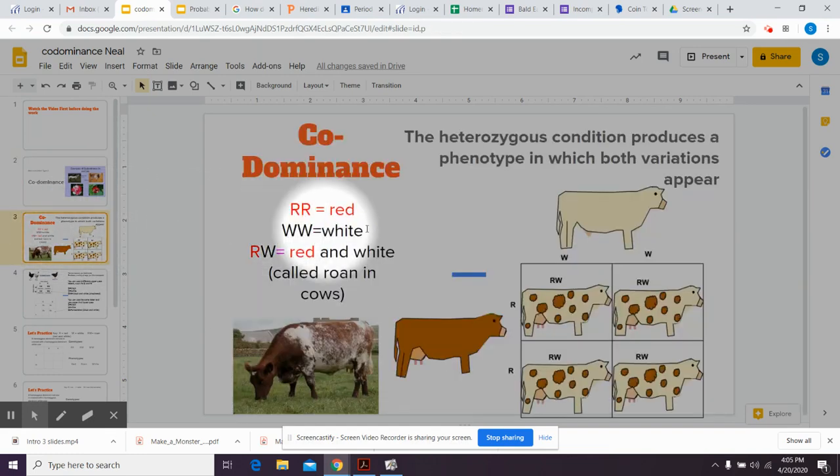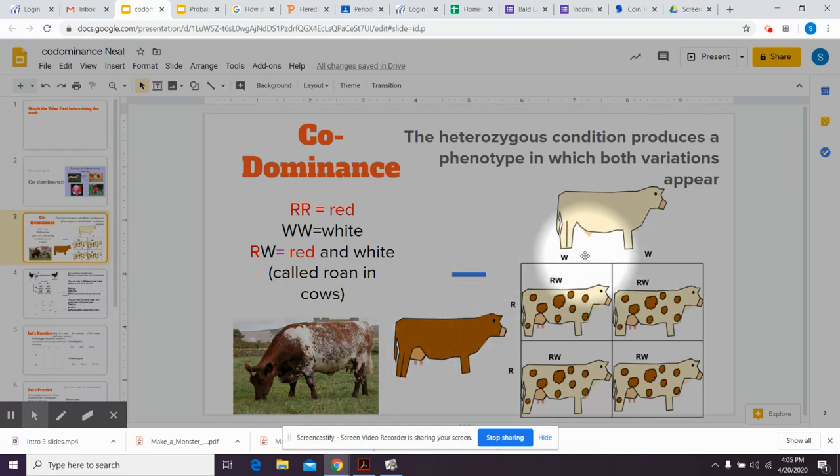Looking at this slide here, we're going to look at a heterozygous condition, one of each allele, that's going to produce roan cattle, is what they call it with cows. So we're going to use capital R to express red. Capital W gives you white. And RW would be a red and a white. So this is what we call roan. Here's an actual picture showing you an expressing phenotype.